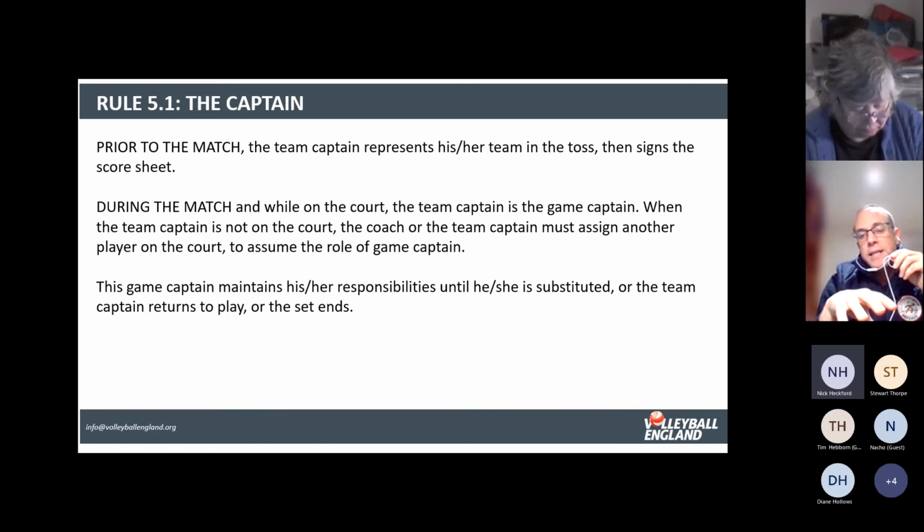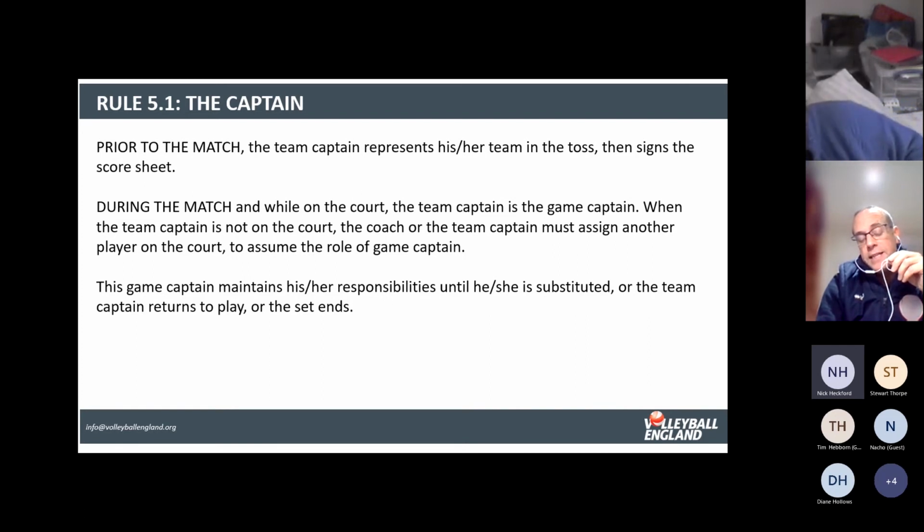So the tricky bit comes in where the coach is a player as well and may be on the court. If the coach is on the court, then the team captain must assume the responsibility for calling the timeouts.